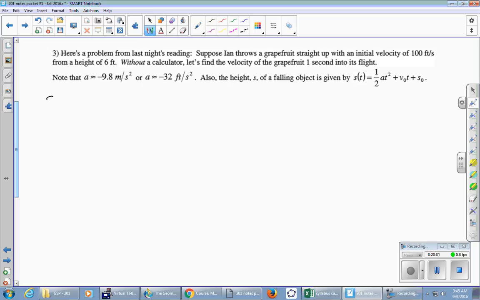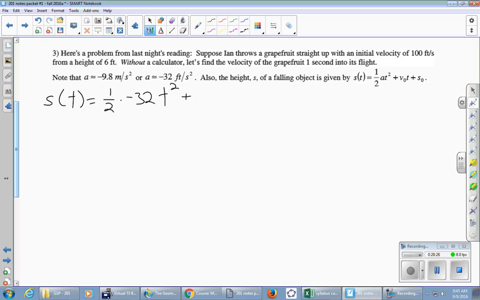Here we go. S of t equals, it's the same 1/2 at squared, 1/2. On the dropping the ball problem, we had a negative 9.8. That was when we were doing meters. This is feet. For feet it's 32. We're just going to call it negative 32, okay? Negative 32 feet per second squared.